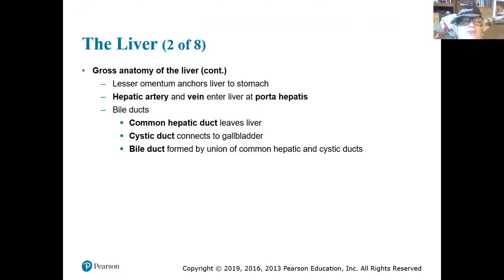So the lesser omentum anchors the liver to the stomach. Remember, that's coming from the lesser curvature of the stomach. The hepatic artery and vein enter the liver at the porta hepatis. The bile ducts, we have bile ducts there. The common hepatic duct leaves the liver. The cystic duct connects it to the gallbladder. And the bile duct is what we call it when the two come together. So common hepatic duct coming out of the liver, cystic duct going to the gallbladder. Those two things come together, and you have the bile duct.